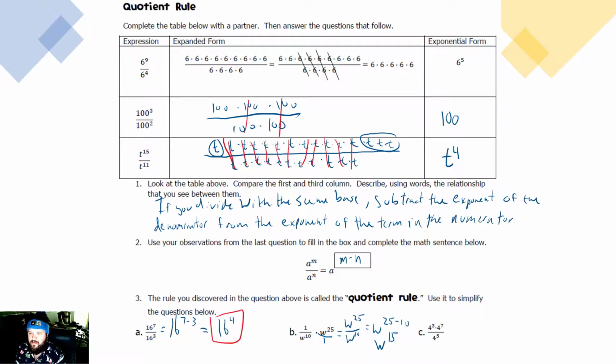For part C, we have 4 to the 3rd times 4 to the 7th divided by 4 to the 5th. Well, if you remember, when we have them multiplied, we're adding 3 plus 7, all over 4 to the 5th. So on top, this is going to give us 4 to the 10th all over 4 to the 5th. So then we're going to subtract them. 4 to the 10th minus 5 gives us 4 to the 5th power.